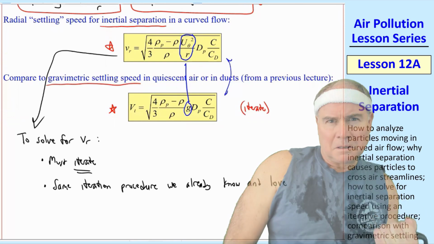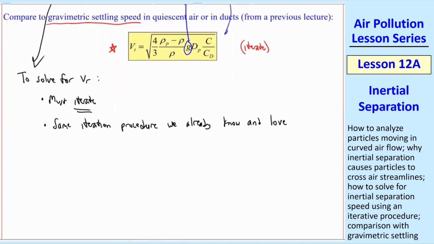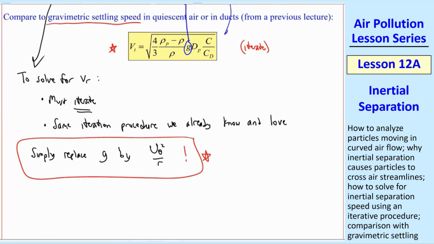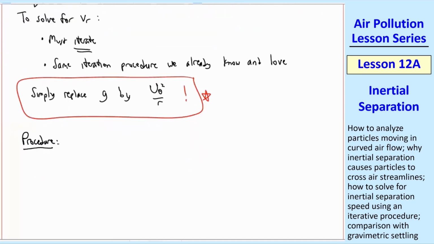Okay. You already have this set up in your software. Simply replace g by u theta squared over r. And as I like to say, that's all there is to it. Here's a quick review of the procedure.